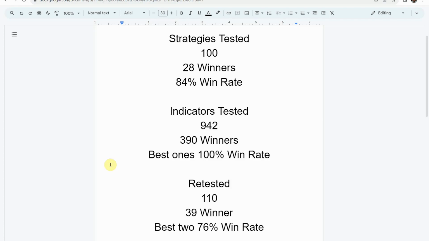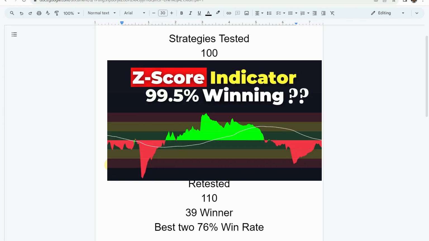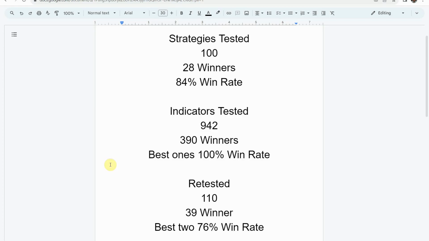So to date, we have tested a total of 100 different strategies, with 28 of them being winners. The best ones so far were able to achieve an 84% win rate. That is the Academy of Forex indicator with the Z-score probability indicator, and I'll put a thumbnail of that video up on screen right now. I will also link to it at the end of this video with that same thumbnail, so that way you can just click on that link, go straight to that video, and watch that video on the best strategy that we have tested so far.